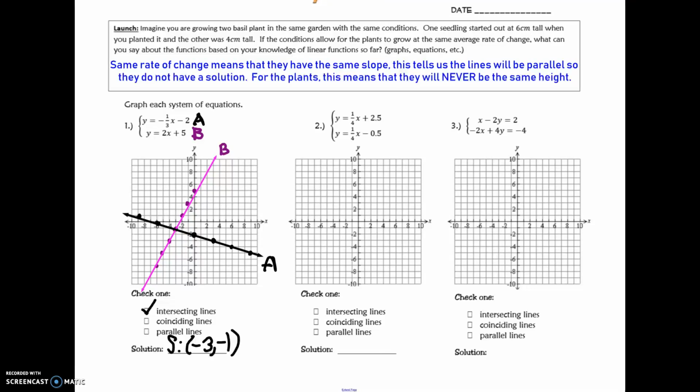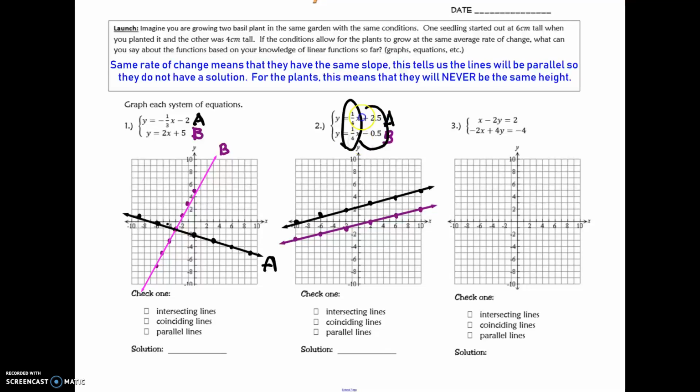Now please pause the video and graph the next system of equations. Once you have graphed both of those functions, please push play to check your system. Here's the graph for the second system of equations. Notice how these two lines are parallel. You should have also been able to see that they have the same slope, which would mean that these two functions, because they have different y-intercepts, will end up being parallel.